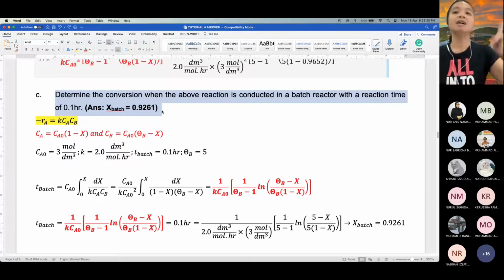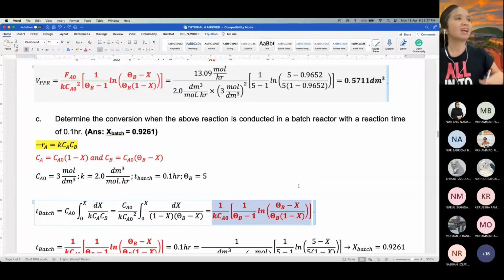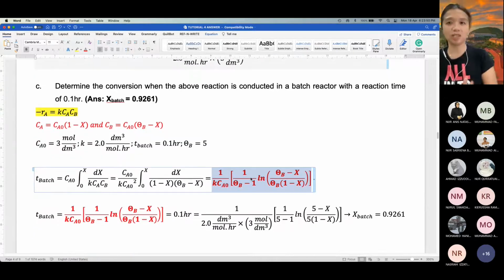For a batch reactor, liquid phase, rate law minus rA equals k CA CB, your equation to find the reaction time is equal to the integral of one over the rate. It looks similar to the PFR but it's not the same, because the PFR is to find the volume, while the batch reactor is to find the reaction time. Okay, so the equation is in the red font.